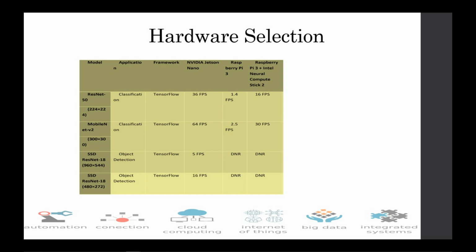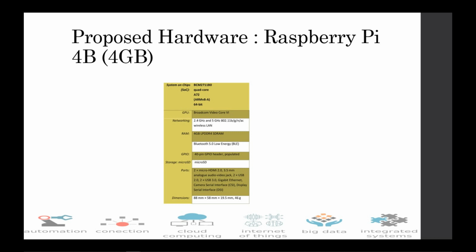Proposed hardware: I chose Raspberry Pi 4, and here are some technical specifications. It has a quad core A72 system on chip. The GPU is Broadcom VideoCore VI, which is well suited for machine learning operations, with networking of 2.4 GHz to 5 GHz 802.11 wireless LAN. It has 4 GB RAM and a Bluetooth interface, so this is very useful for robotic operation in IoT applications.